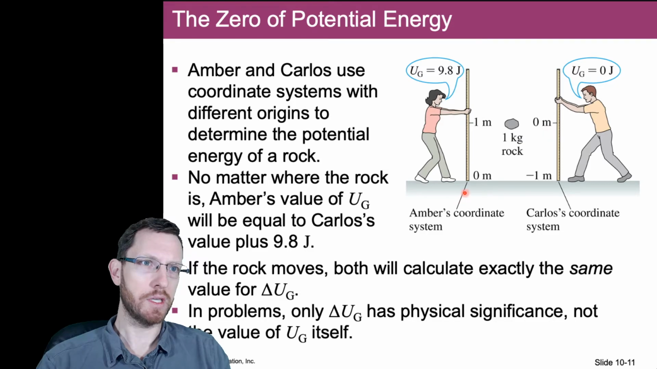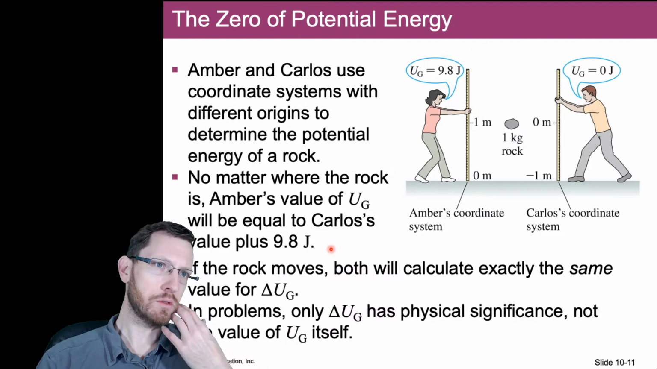So for instance, you can see that Amber sets the origin of her coordinate system at the ground, where Carlos sets the origin of his potential energy to be a meter off of the ground. So Amber would say, well, my potential energy initially for this rock is 9.8 joules. And Carlos would say the potential energy of the rock initially is equal to 0 joules. And notice that no matter where they put the rock, Amber's value for the potential energy will always be 9.8 joules larger than Carlos's.